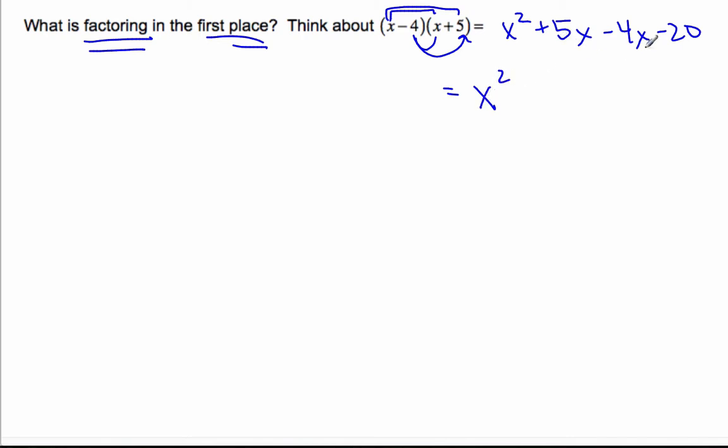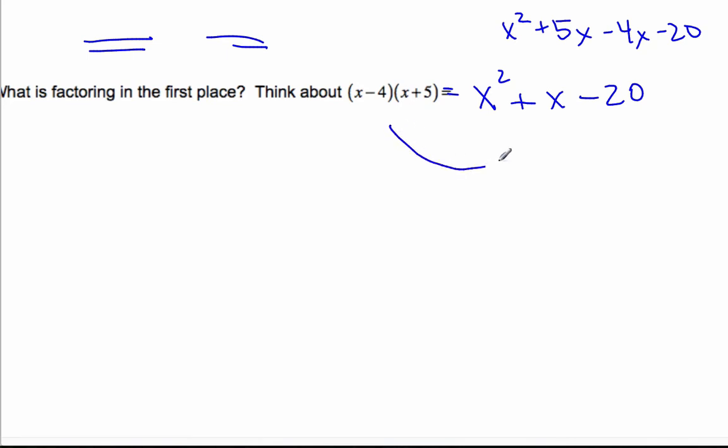X squared. If I go 5x minus 4x, I get x, plus 1x, or just x, minus 20. And so this operation here, when it's in factored form, this here is factored. This is the product.